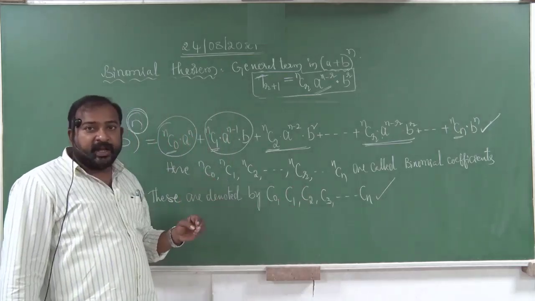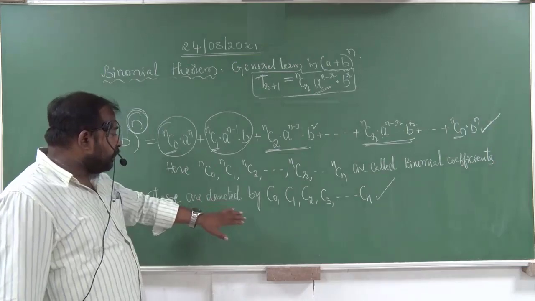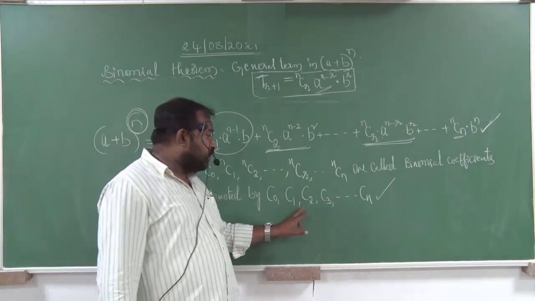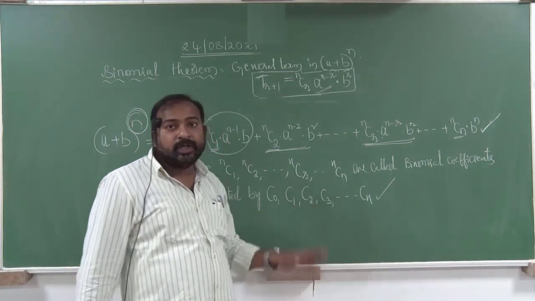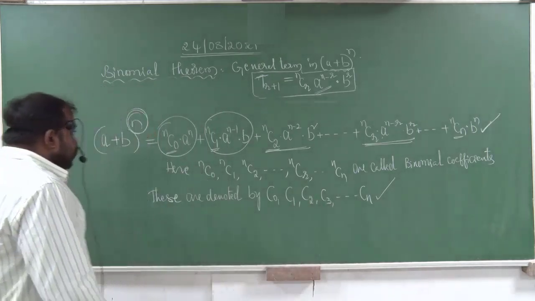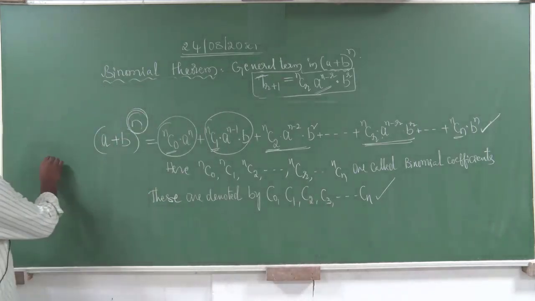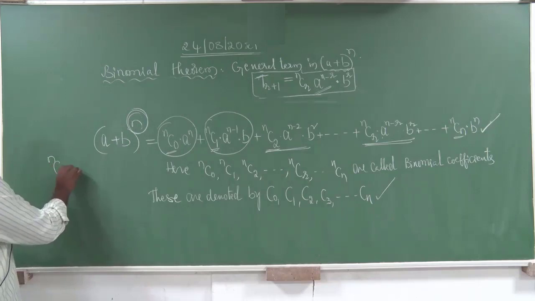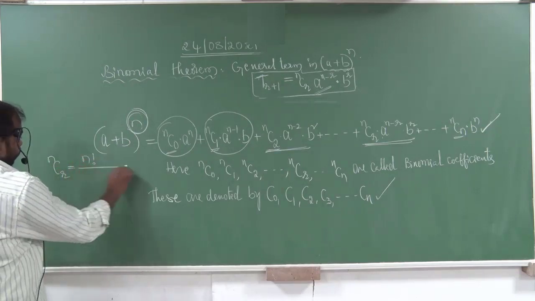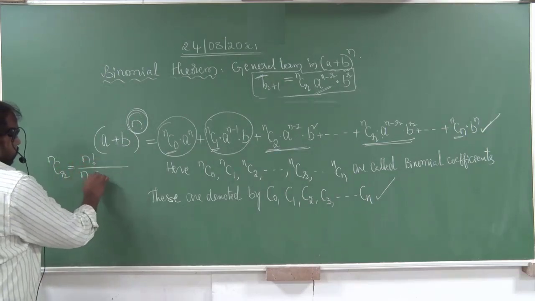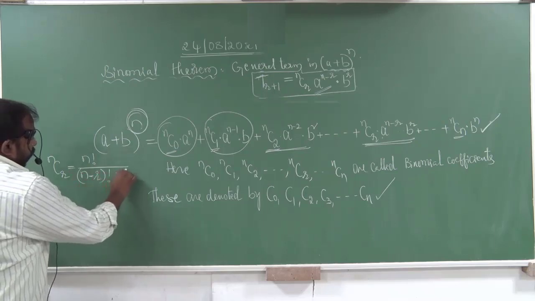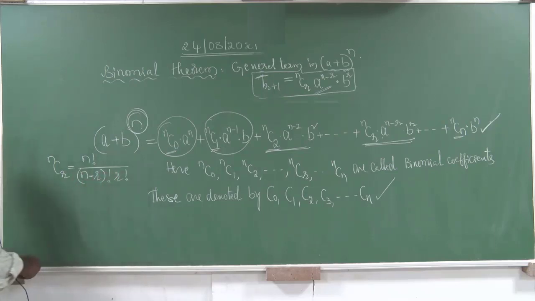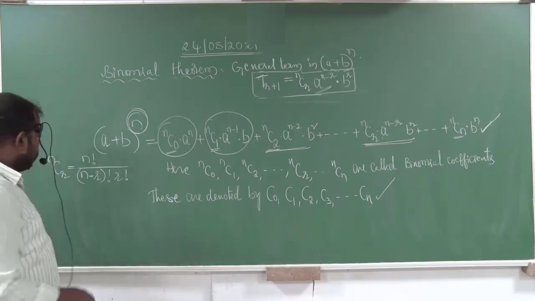Simply, these binomial coefficients are denoted by C0, C1, C2, C3, and so on up to Cn. How to find these values, I gave in the last class, with the formula also: nCr is equal to n factorial by (n minus r) factorial into r factorial. This is the formula. Keep this formula in mind.